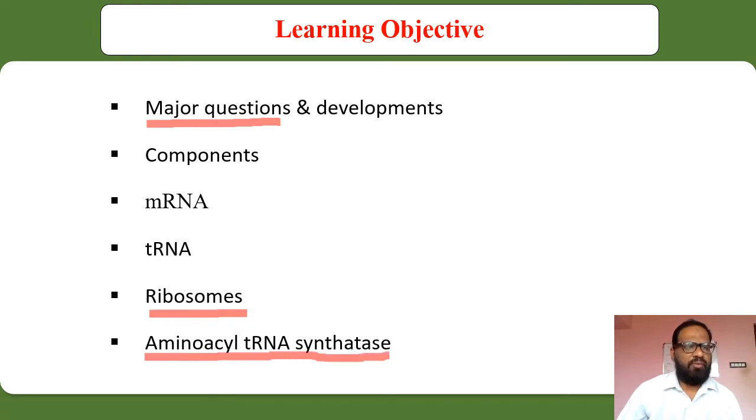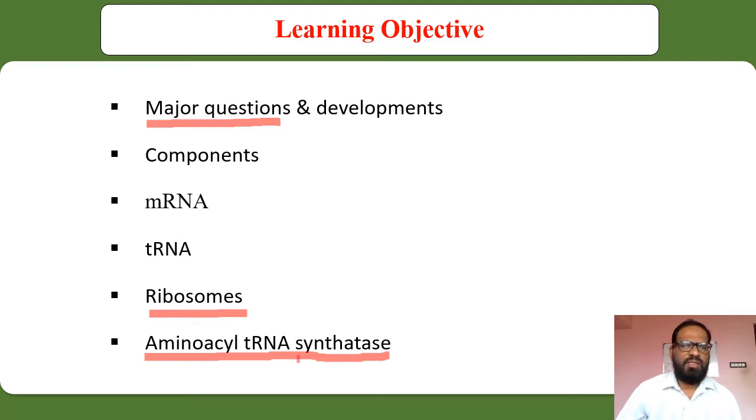Don't get confused. Amino acyl tRNA synthetase is nothing but an enzyme which is responsible for attaching an amino acid to a specific type of tRNA molecule. That is, when a particular amino acid goes and binds to a tRNA, who is going to help that particular process? That process will be helped by one particular enzyme, and that enzyme is called the amino acyl tRNA synthetase.